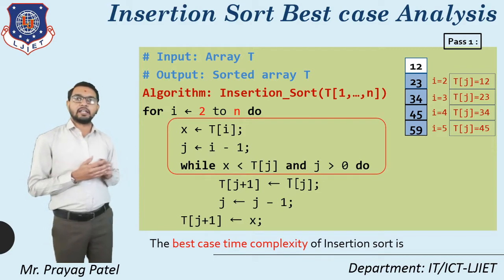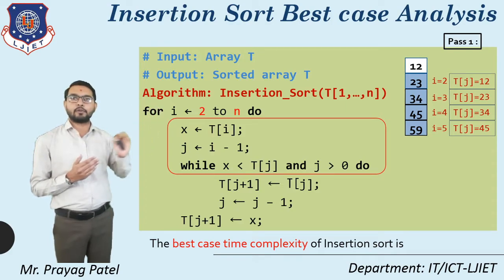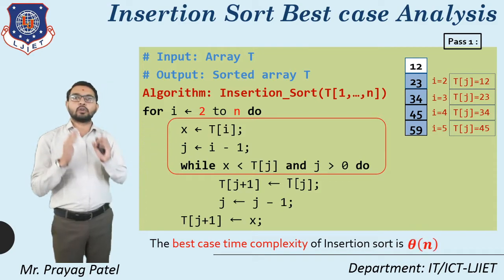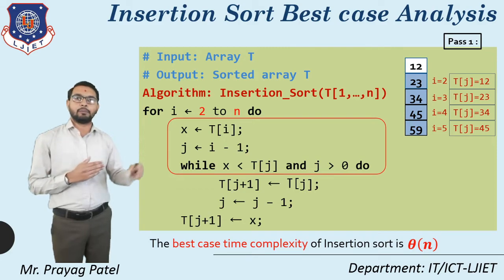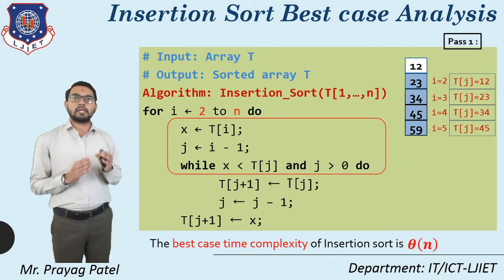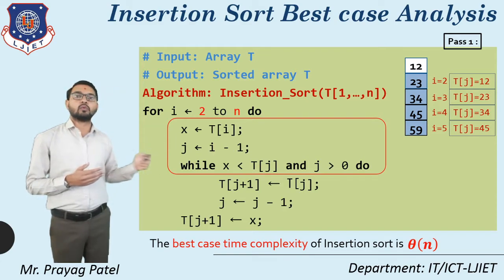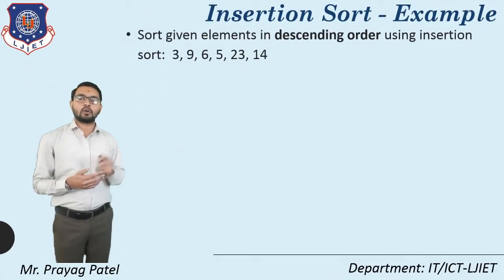So that's why we can say that this while loop will be executed as a normal statement of the outer for loop, i from 2 to n. That's why we can say that this loop will be executed for n time only, and the inner loop will not be executed repeatedly for n square time. So we can say that the best case complexity of insertion sort is equal to theta of n. So this is considered as the best case complexity.